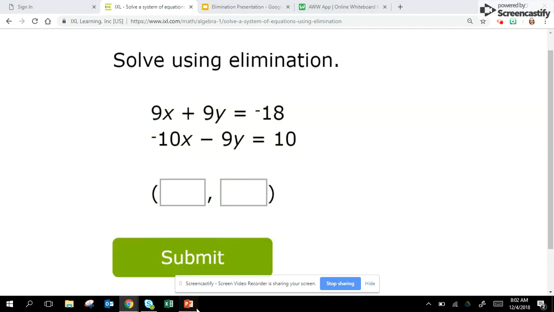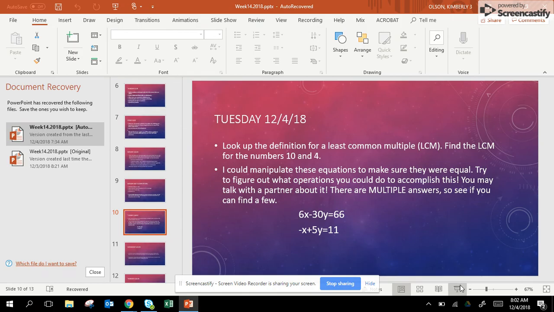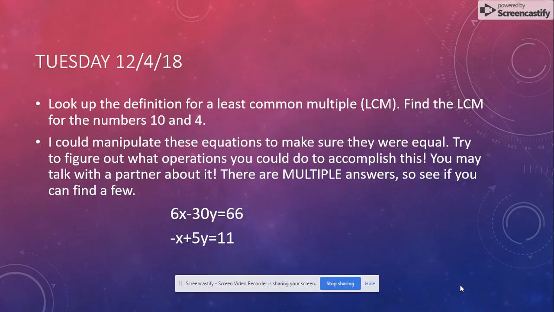Okay. I have one last thing I want to talk to y'all about, and it's this last question. It says, I can manipulate these equations to make sure that they were equal. What would I do to accomplish this? There are multiple answers. Well, I could multiply the bottom one by negative 6. That's one answer. I could divide the top one by negative 6. I could multiply the top one by negative 1 and multiply the bottom one by positive 6.